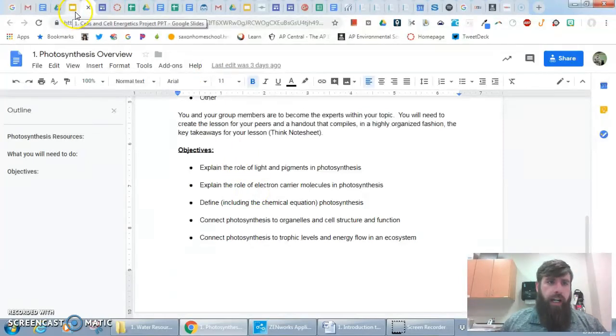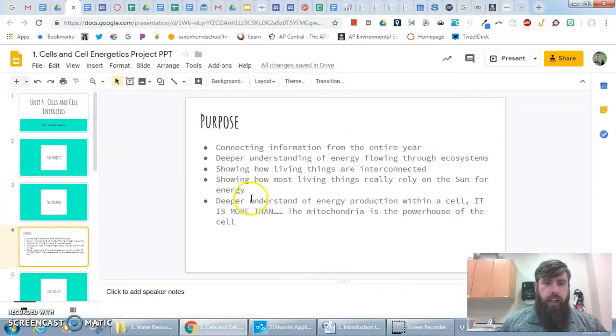So if we take a look at the purpose of this, obviously we want to connect information from the entire year. We're going back to ecosystems, and you should really tie in the idea of ecosystems and what we learned in ecosystems, and then cell structure and biomolecules, and now looking at cell energetics. So a deep understanding of energy flow, that's one of the things we definitely want you to get out of this, showing how living things are interconnected.